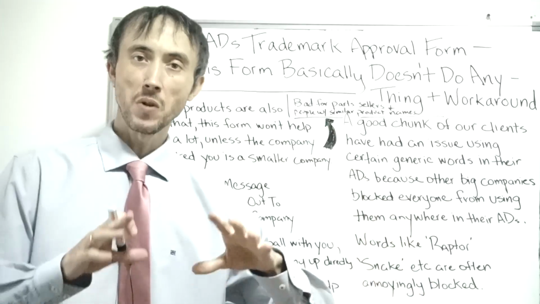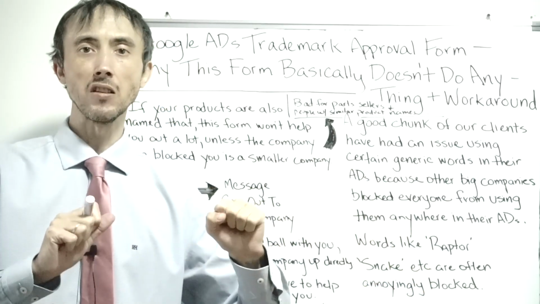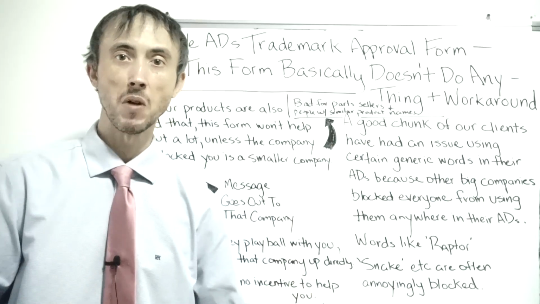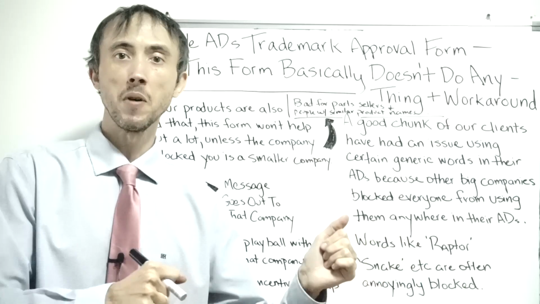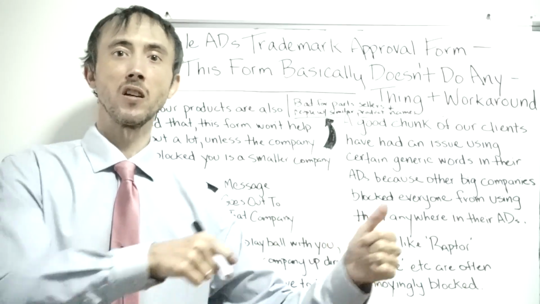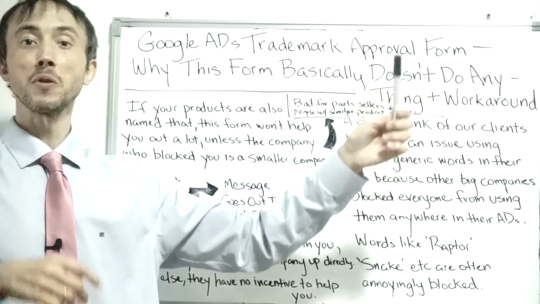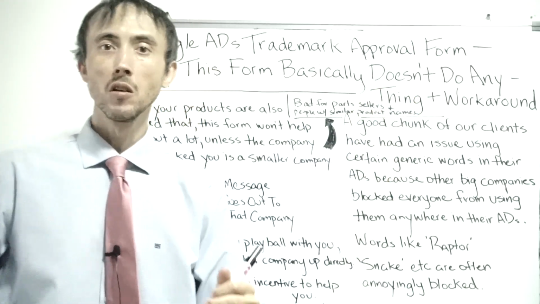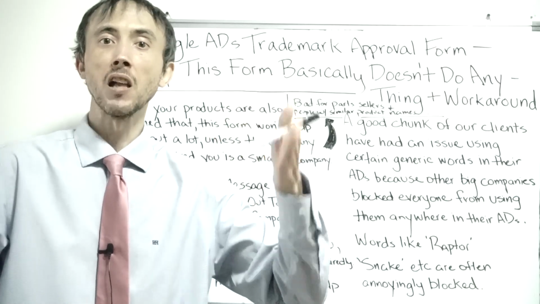This, of course, could be what you're trying to ultimately tap into as a reseller of a product. Maybe you're selling a Honda Civic. You need Honda to give you permission to advertise your Honda Civics on and through Google Ads, which this trademark approval form potentially could help you do if the word Honda already is trademarked and blocked by Google Ads.